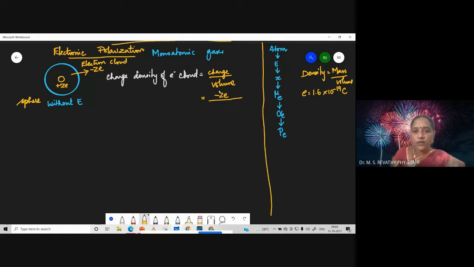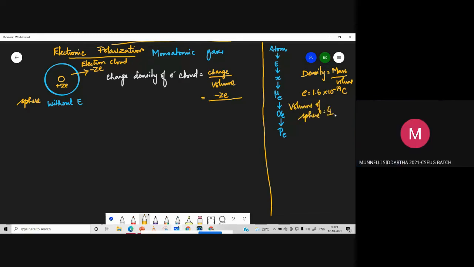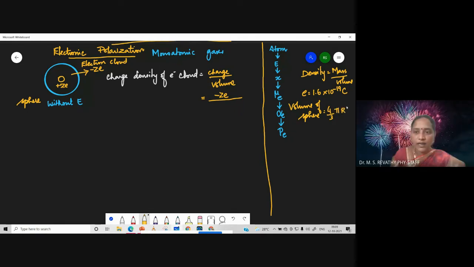So hence we have to substitute the volume of the sphere. So what is the volume of a sphere? Volume of a sphere is given by 4/3 pi r cube. And what is this R? R is the distance from the nucleus to the electron cloud. So R is the radius of the sphere. Hence we can replace here 4/3 pi capital R cube.